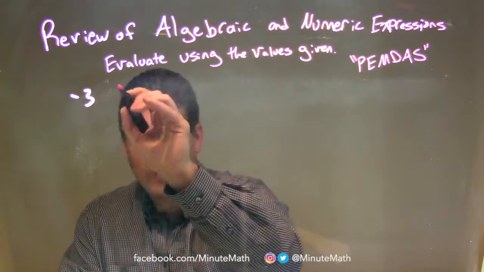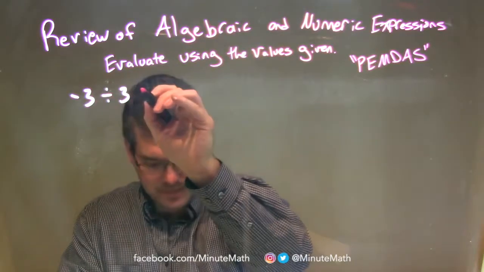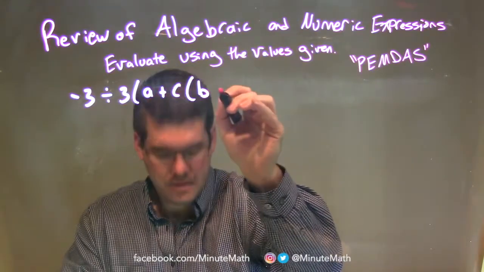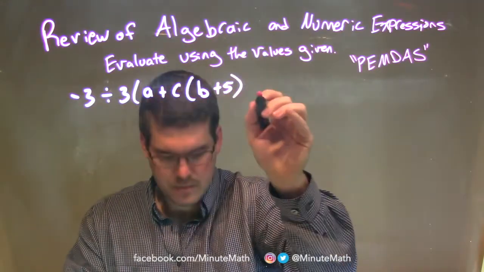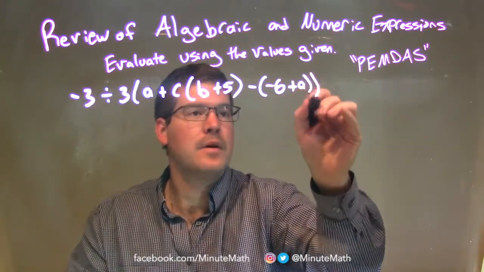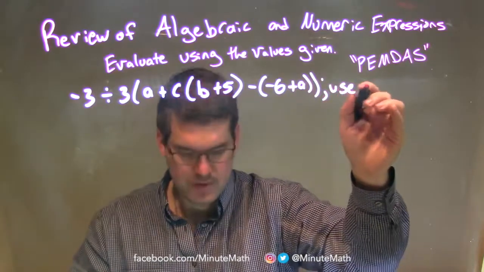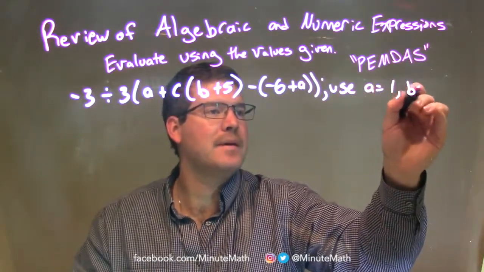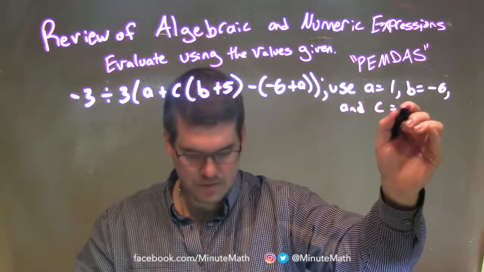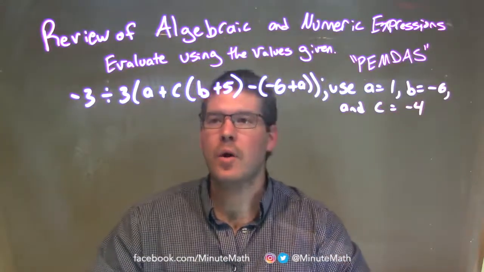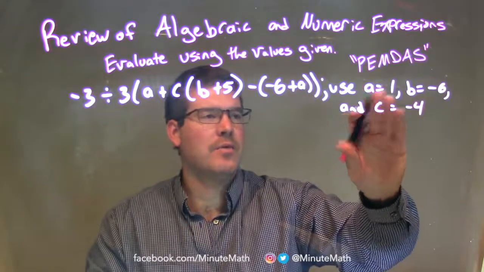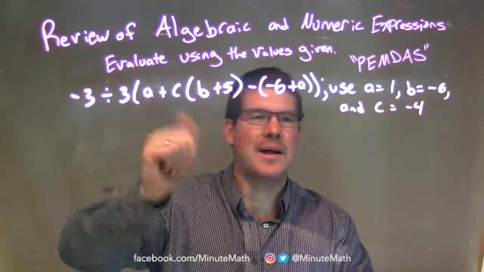Negative 3 divided by 3 times a plus c times b plus 5 minus negative 6 plus a. And we had to use a to equal 1, b to equal negative 6, and c to equal negative 4. Well, to simplify this expression, what I'm going to do is take every single one of these variables that are equal to a number and find it here and plug in that number.